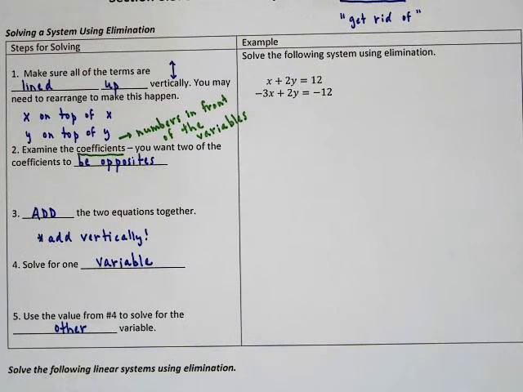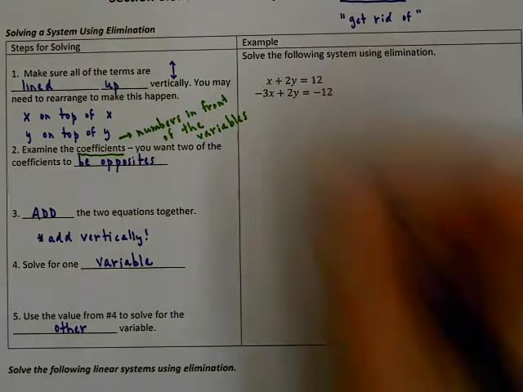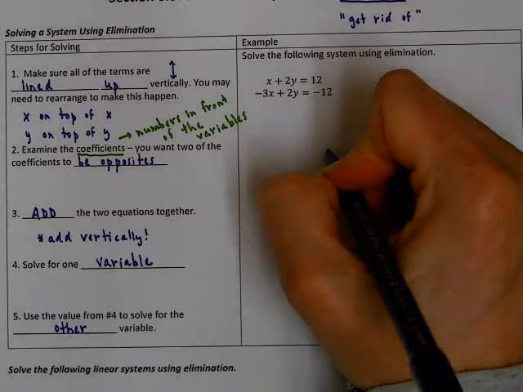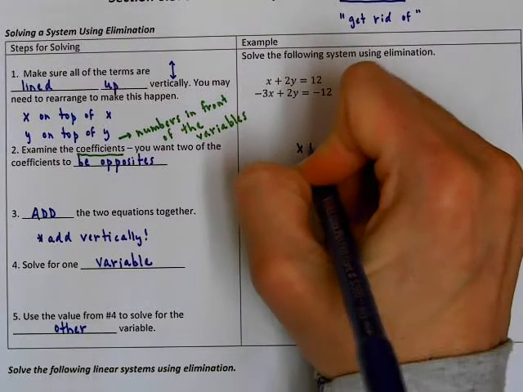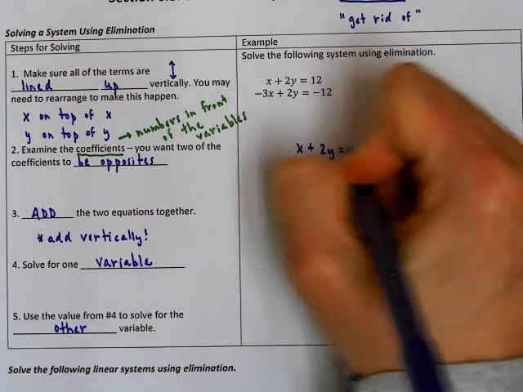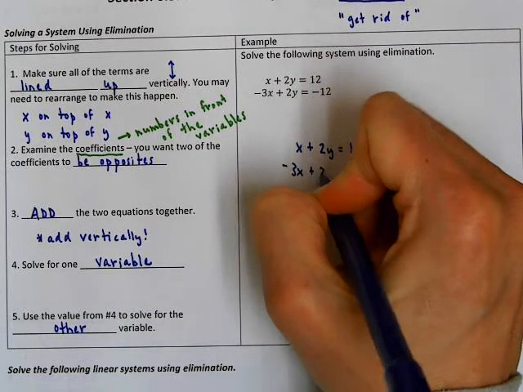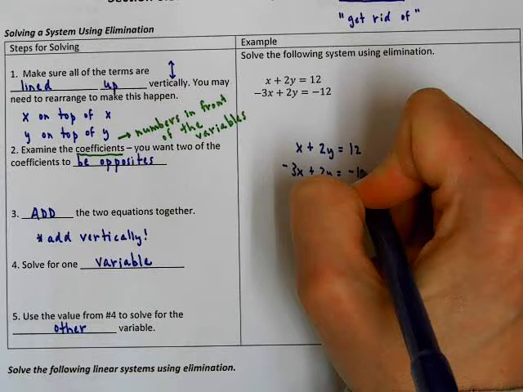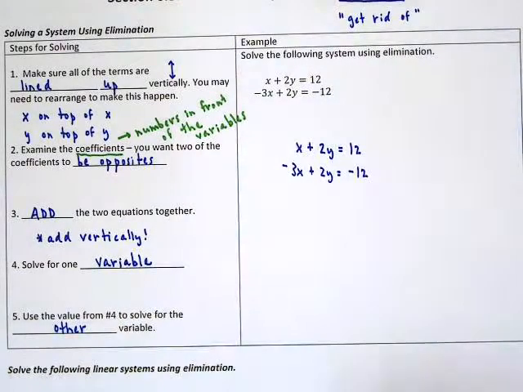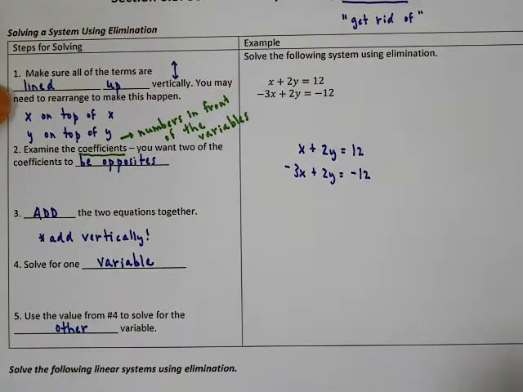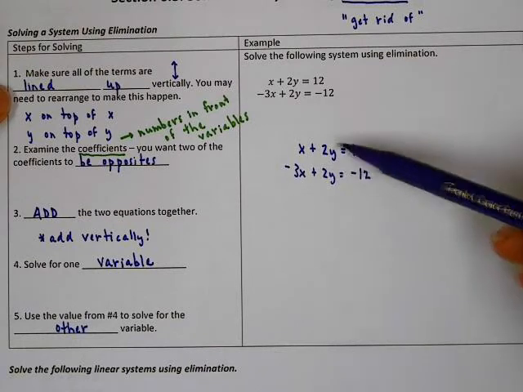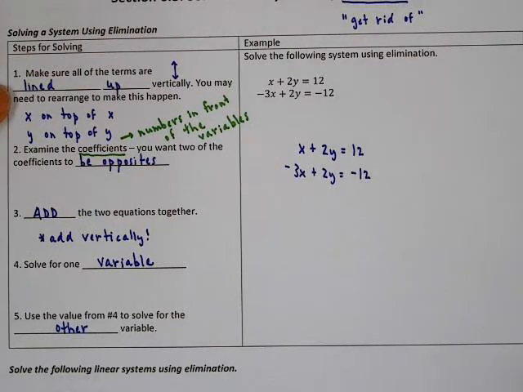All right, so let's see how we're going to make this happen. I'm just going to rewrite this to give myself a little more room. So x plus 2y equals 12. Then I have negative 3x plus 2y is equal to negative 12. In step 1, we already talked about my x's being on top of my x's and my y's on top of my y's. So far, so good.